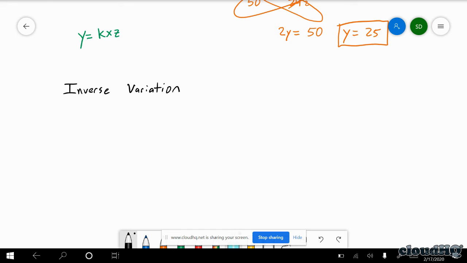So what are some examples of inverse variation? Inverse means as one thing's going up, the other is going down. Can you think of any examples of something that would be inverse variation? Some of the AP Chem students in the last class came up with one pretty quick. I don't know if any of you are in AP Chem and have a thought of one. As one of your values is going up, the other is going down.